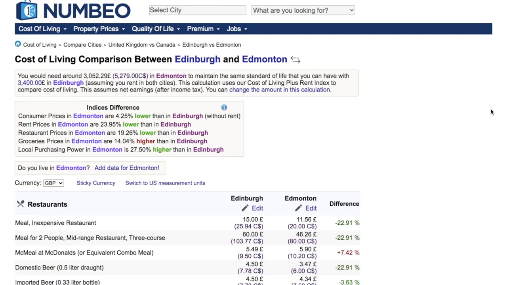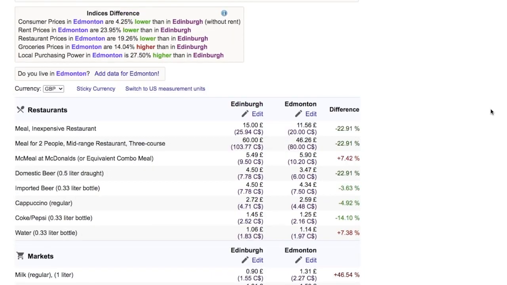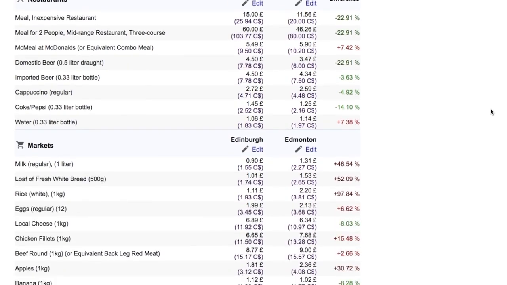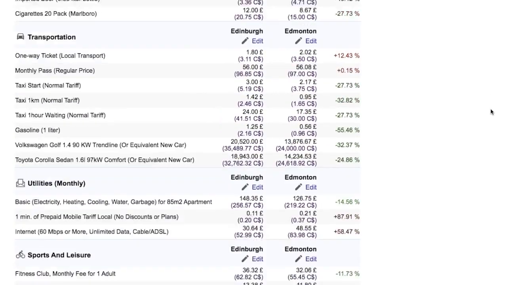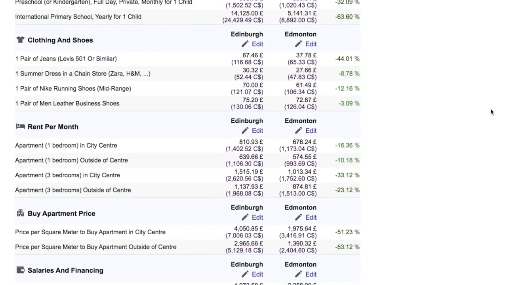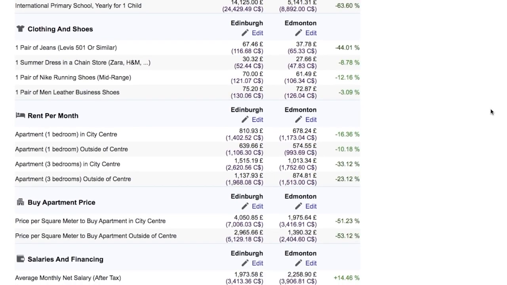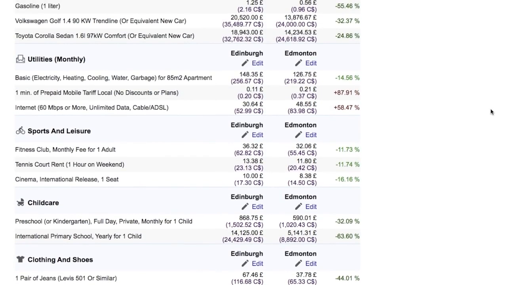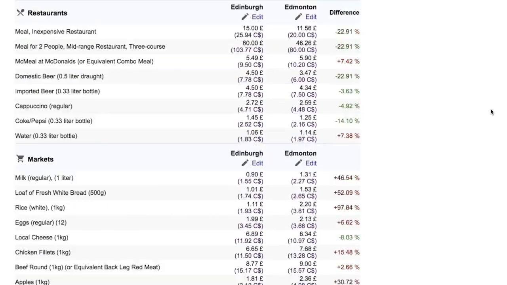So clearly we can see that UK is much more expensive than the Canadian cities. You can check out some minute details over here as well, such as what it would cost you to have a meal in a restaurant in Edinburgh and in Edmonton. What about the groceries? What about transportation, utilities? What if you have to pay the rent for a one bedroom? What if you want to buy an apartment in Edinburgh or Edmonton? How much would it actually cost you? All these details can be checked here on numbeo.com. It's a lovely website. But yes, for our comparison for this video, we can say that the Canadian cities are actually cheaper than the UK cities.